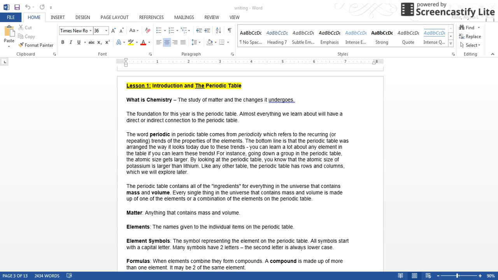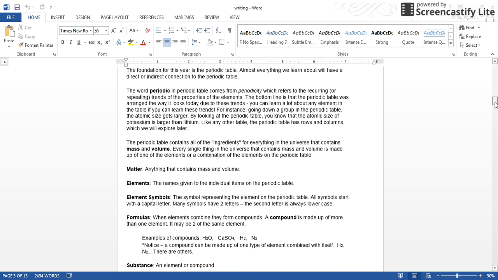Okay, so looking at lesson 1 of the second unit, chemistry is the study of matter and the changes it undergoes. We're going to look at it many different ways this year. The periodic table comes from a very important meaning: it comes from arranging trends in different ways. We will look at that more as the year goes on.